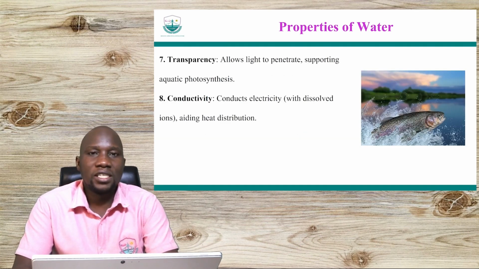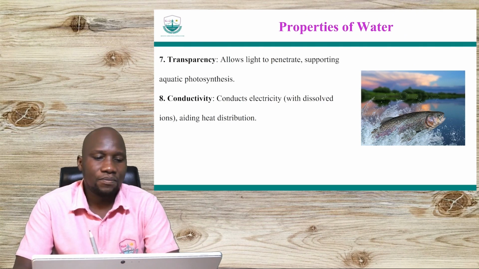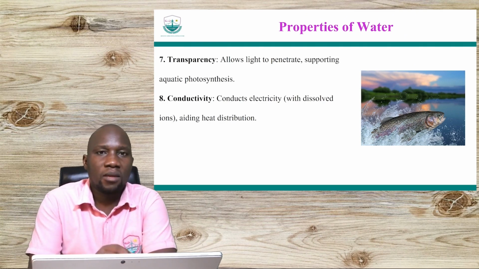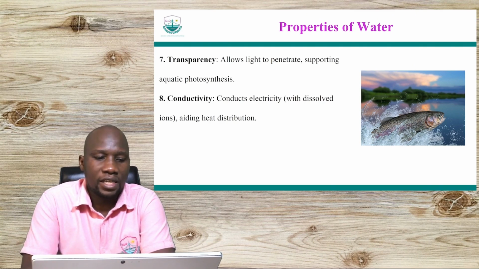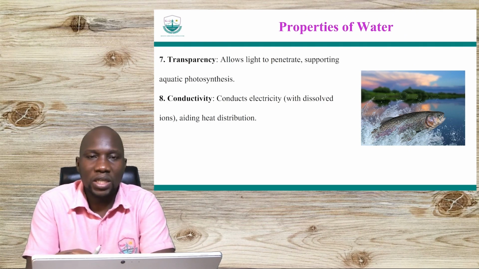Water is also transparent. This means that light can penetrate, and therefore organisms that are underwater and perform photosynthesis can actually do that because they can access the sunlight. And then the other point is that water conducts electricity when it has dissolved ions. Okay, if you have pure water, then you cannot talk about this. Pure water without any impurities, without any ions.